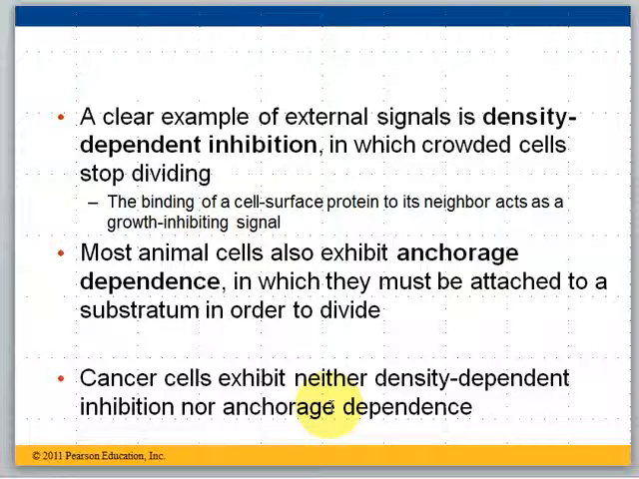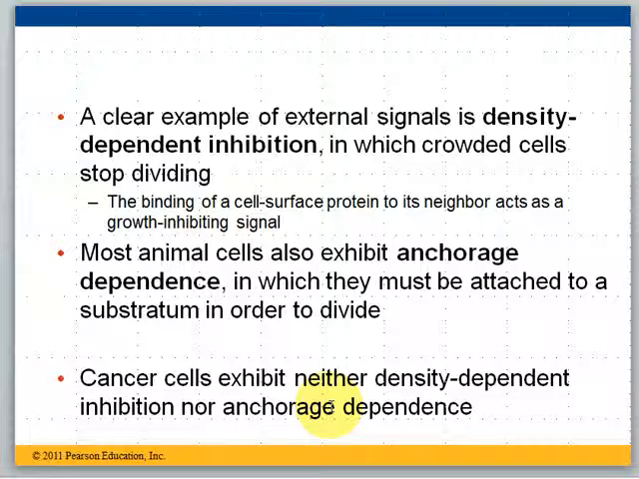So the cells want to reach a particular density, and they don't want to go beyond that. For example, if there are cells in a petri dish, they will reproduce and divide until they fill that petri dish in a single layer all the way across the bottom. They'll form a single layer covering the entire inner surface, and then they'll stop dividing. And if you were to remove some of those cells from the petri dish, the cells around that open spot will start to divide again until they fill in that gap.